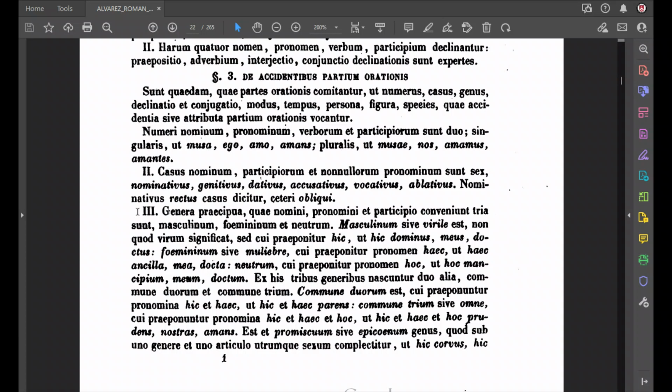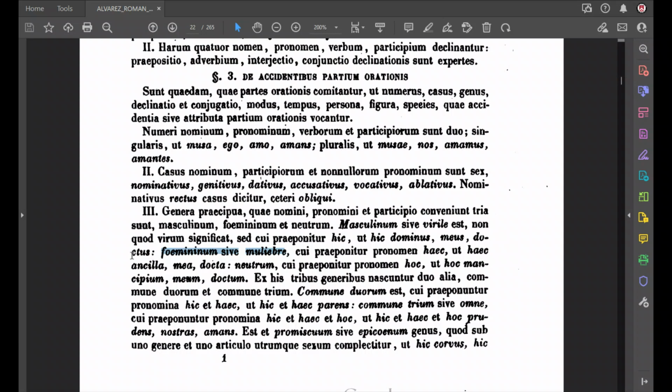Secondly, if we move down a little further, the femininum sive muliebre. Femininum sive muliebre means the feminine or woman-like. Cui preponitur pronomen haec, to which is set before the pronoun haec, H-A-E-C in English letters. Ut haec ancilla, which means the servant, the female servant, the handmaiden, ancilla.